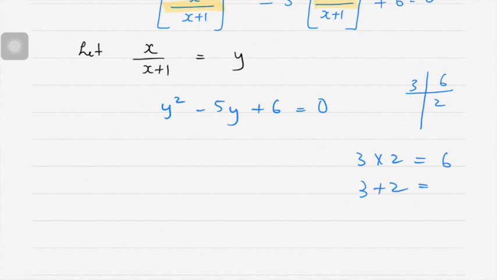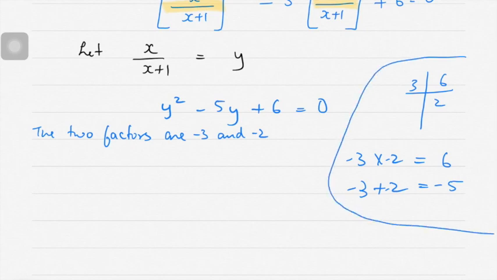Correct? So when you multiply 3 into 2, it is 6. But when you add 3 and 2, 3 plus 2, it is 5, right? But I want minus 5, not plus 5. So what I will do is, instead of adding 3 and 2, I will add minus 3 and minus 2. And I will multiply minus 3 and minus 2. Now when I multiply minus 3 and minus 2, it is 6. And when I add minus 3 and minus 2, it is minus 5. Correct? So my factors are minus 3 and minus 2.